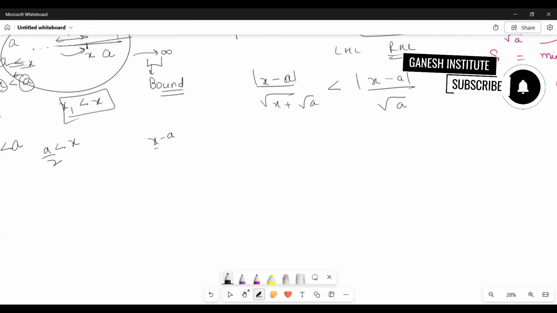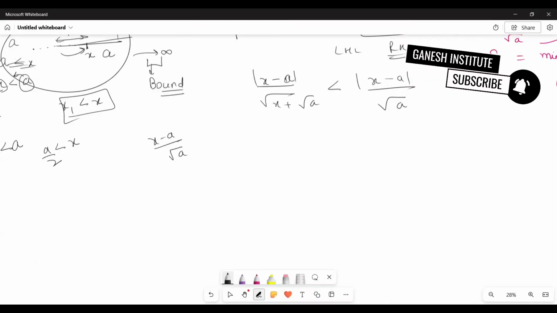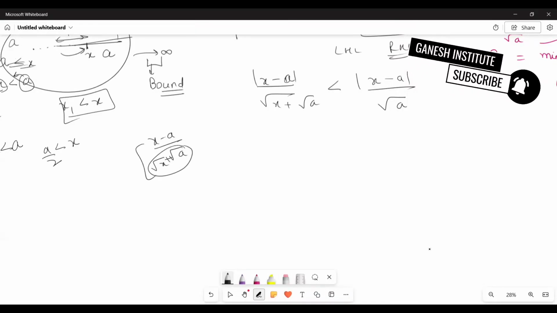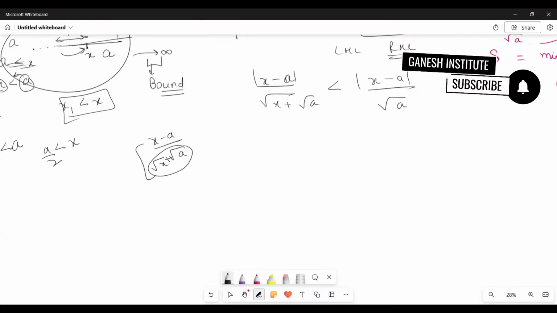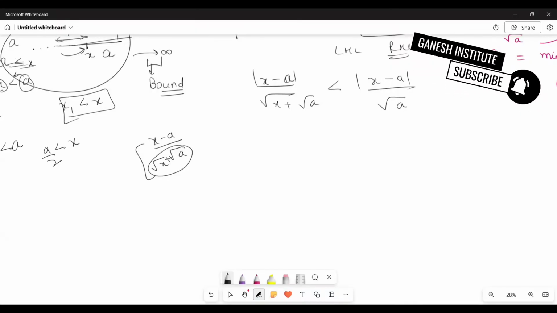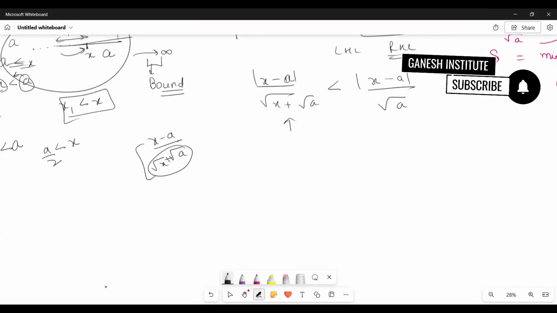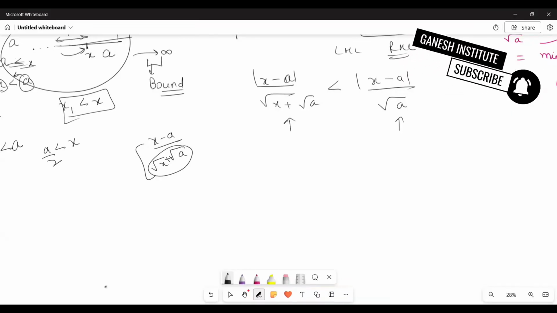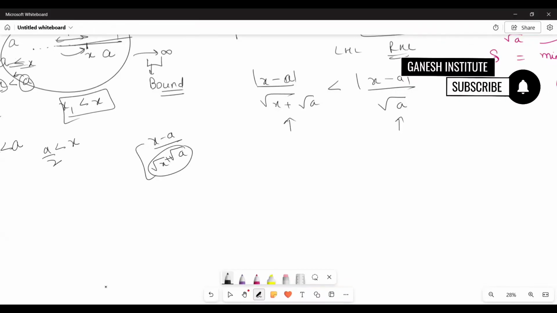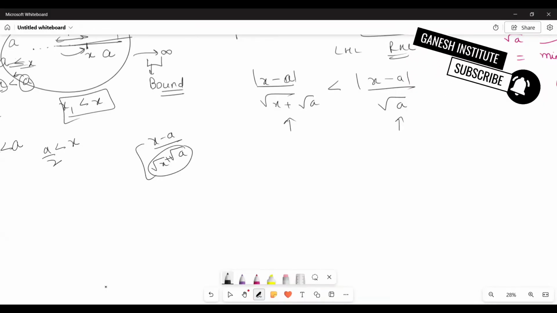You have x minus a upon root a. Now, if you have added something, then you have made the fraction smaller, right? Yes. So this is the smaller fraction, this is bigger. Now you have to introduce delta.